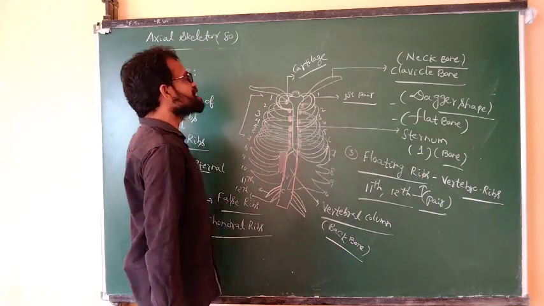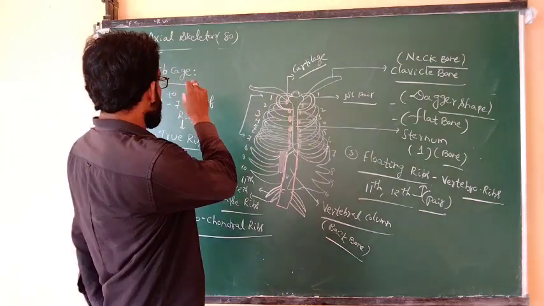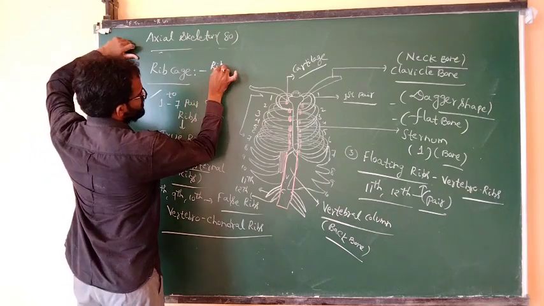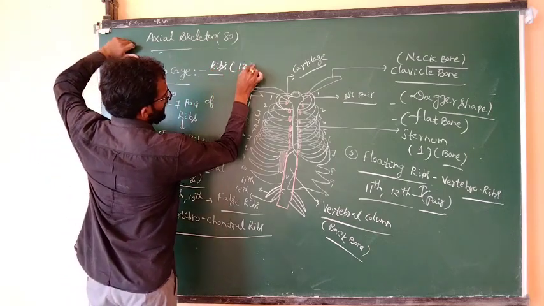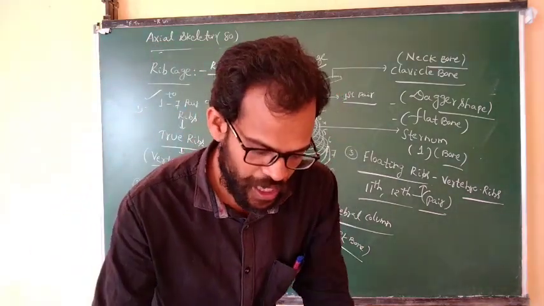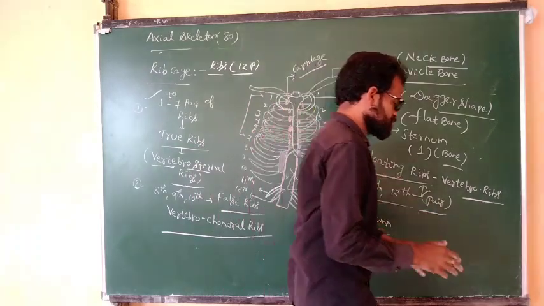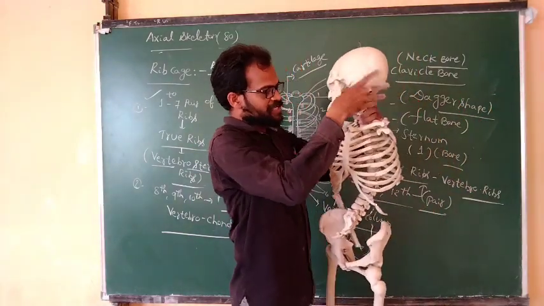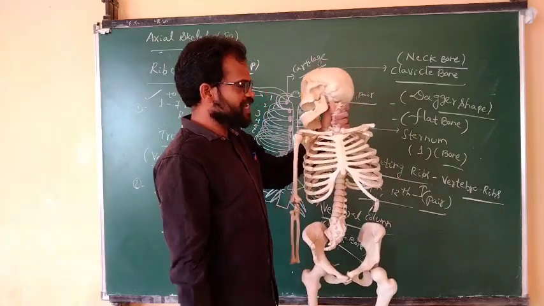How many ribs are present in total? 12 pairs of the ribs. How many ribs? 12 pairs of the ribs. If you observe the model of the ribcage. See here. The model of the ribcage.